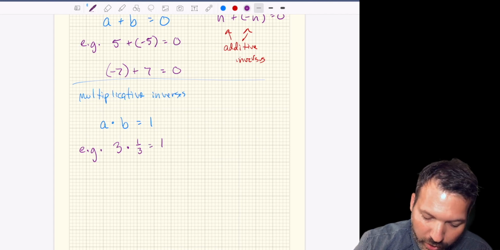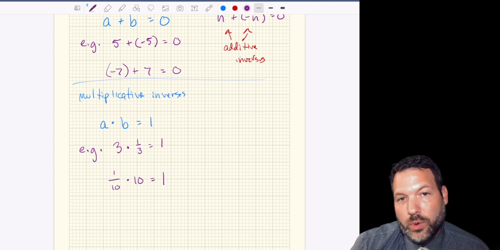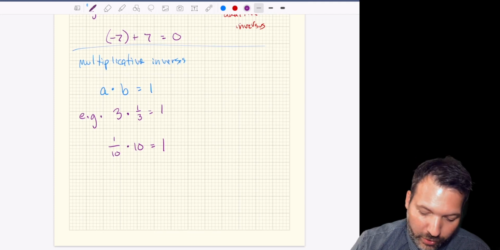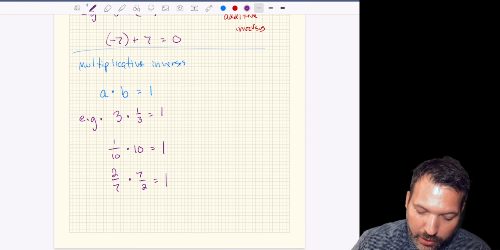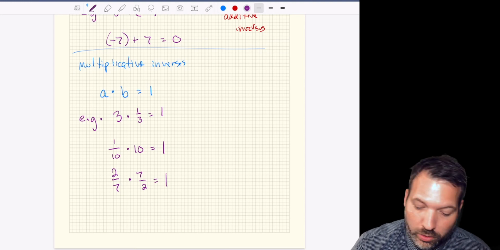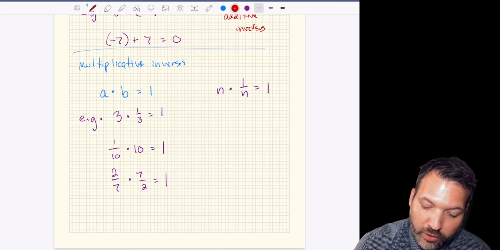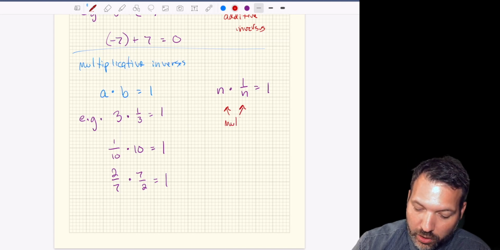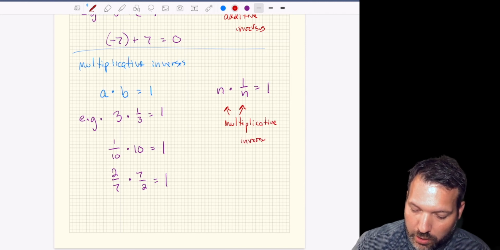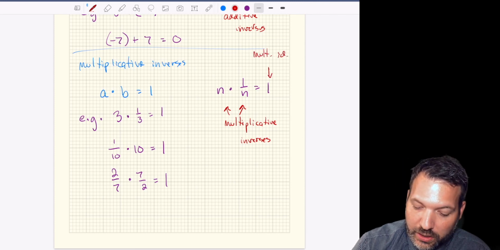Or if we wanted to start with something that looked like a reciprocal, 1/10 times 10 equals 1. Or we can just start with a generic old fraction, right? 2 over 7 times 7 over 2 equals 1. So again, in general, if we started with some number n, it would be its reciprocal, 1 over n, that gives us back the multiplicative identity element of 1. So we would call these multiplicative inverses. And of course, when we multiply them, they generate the multiplicative identity element.